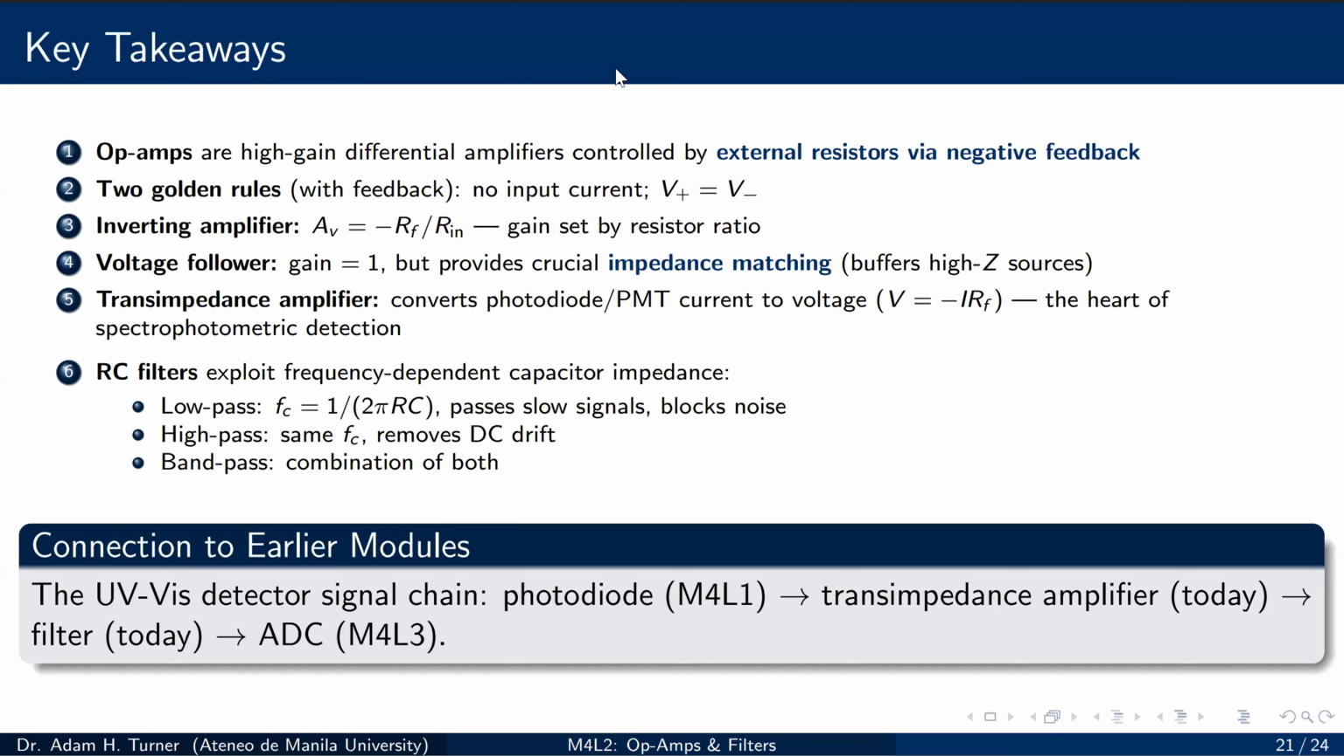For filters, RC filters exploit frequency-dependent capacitor impedance. Low pass passes slow signals and blocks noise. High pass removes DC drift. Band pass selects a specific frequency range. The cutoff frequency for both is 1 over 2 pi RC, and the connection to earlier modules is seen through its ability to trace the full signal chain of the UV-Vis: the photodiode, transimpedance amplifier, ADC, and the first 3 blocks that we covered today.